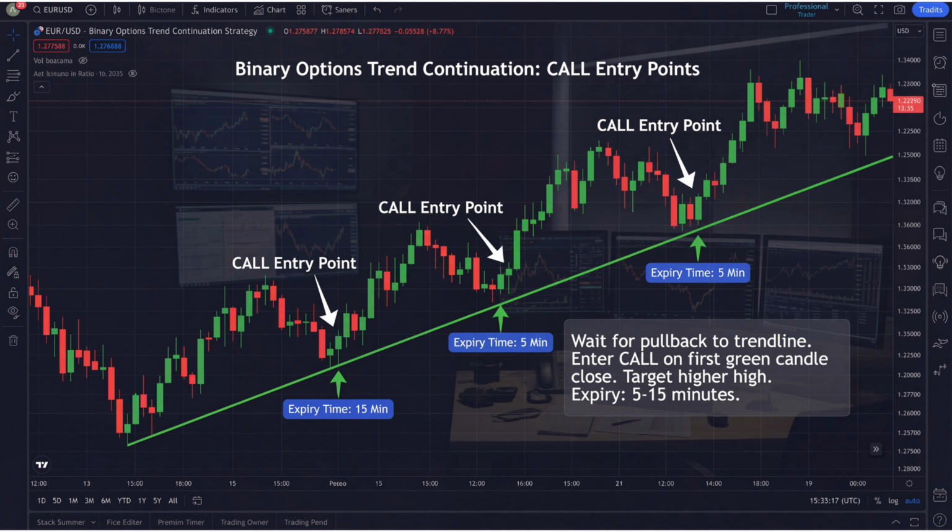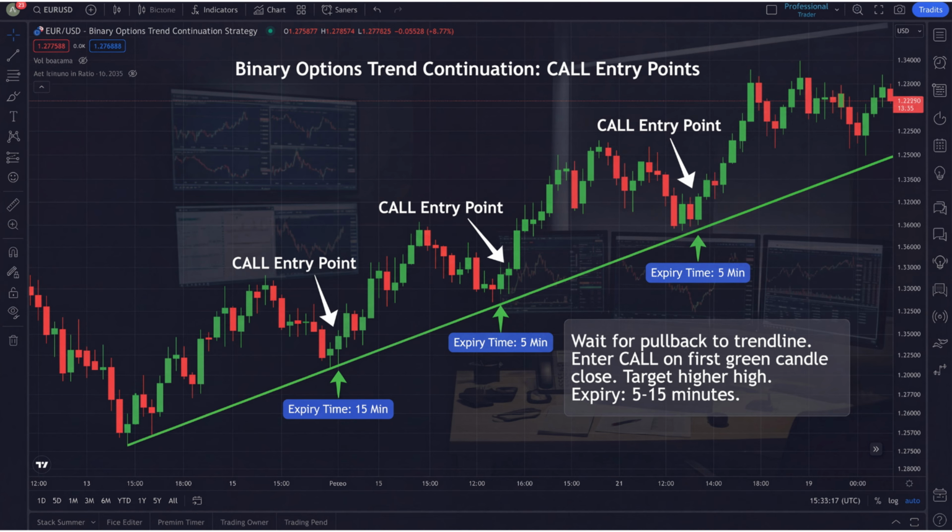The main idea of this strategy is not to chase the price, but to patiently wait for a pullback toward the trend line. Each time price pulls back and touches or comes close to the trend line, traders wait for the first strong green candle to close, which signals that buyers are stepping back into the market. That candle close is marked as the call entry point.